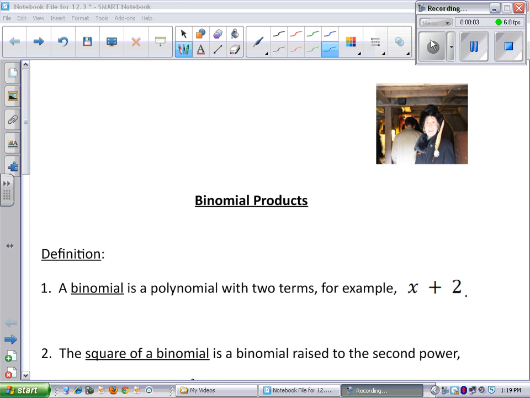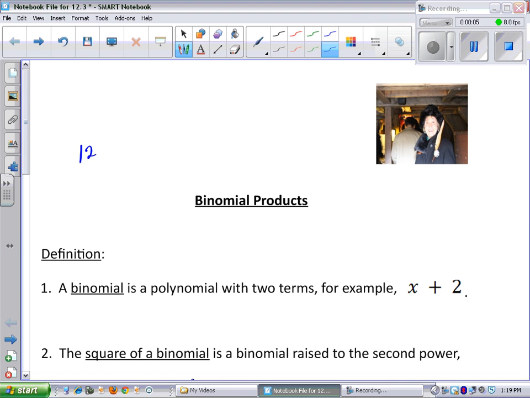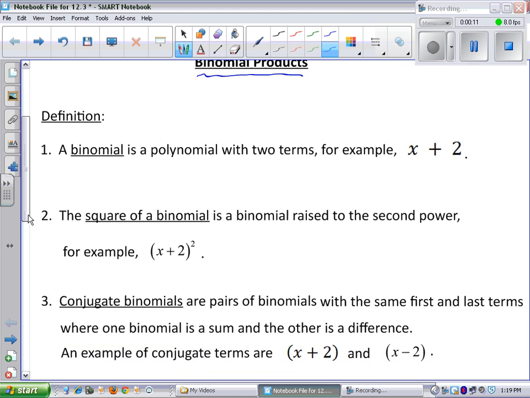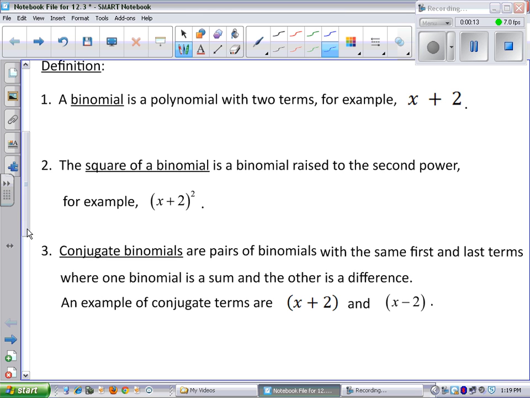I'm going to work with you today on section 12.3. We'll be talking about binomial products. Let's start with the definition. First of all, a binomial is a polynomial with two terms. For example, x plus 2.